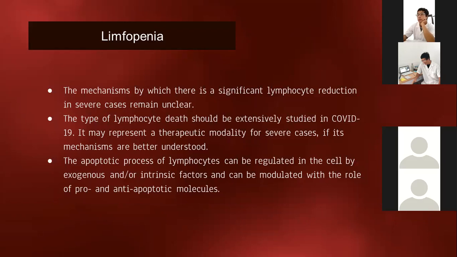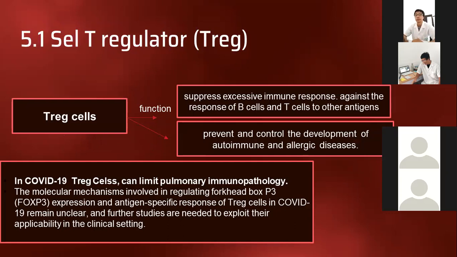Okay, from the journal, the mechanism by which there is a significant lymphocyte reduction in severe cases remains unclear. The type of lymphocyte death should be extensively studied in COVID-19. It may represent a therapeutic modality for severe cases if its mechanism is better understood. The apoptotic process of lymphocytes can be regulated in the cell by exogenous and or intrinsic factors and can be modulated by the role of pro- and anti-apoptotic molecules. Next slide.